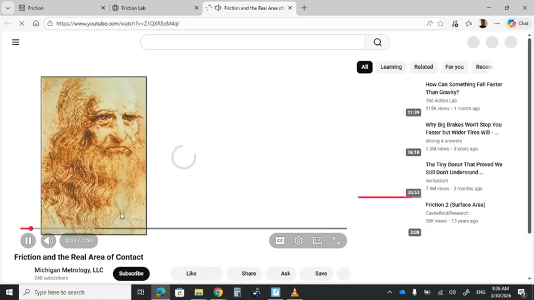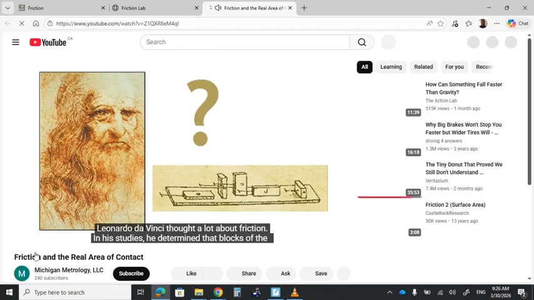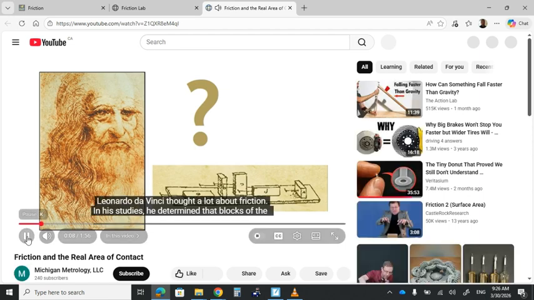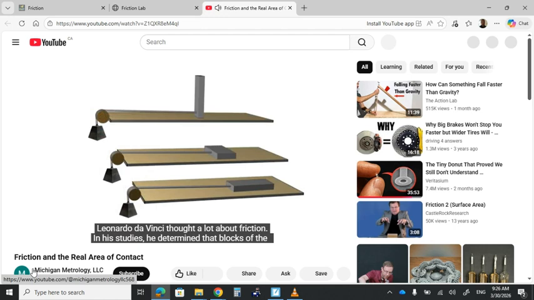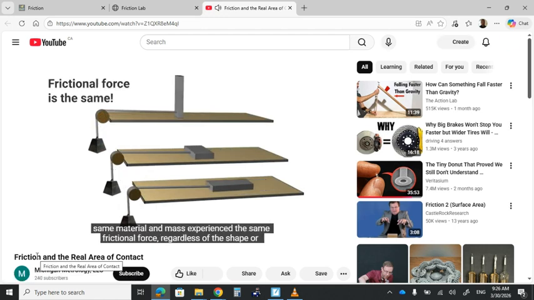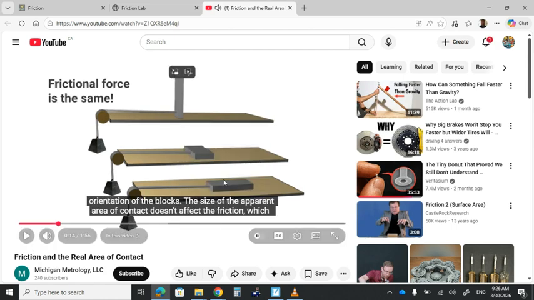Leonardo da Vinci thought a lot about friction. In his studies, he determined that blocks of the same material and mass experience the same frictional force, regardless of the shape or orientation. So it's kind of weird, right? Like this one, like that, or like this, or like this. They all have the same amount of friction.